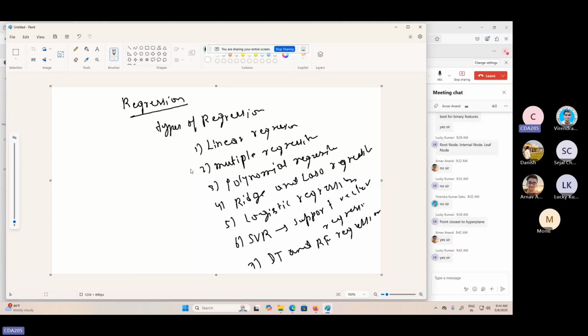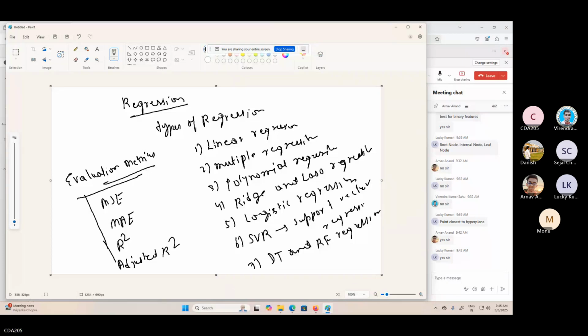Regression and different types of regression. Then we have the evaluation parameters, the evaluation matrices. What are the evaluation matrices of regression? That is MSE, mean square error, MAE, mean absolute error, then R square, and then we have adjusted R2. These are the evaluation matrix of the regression.